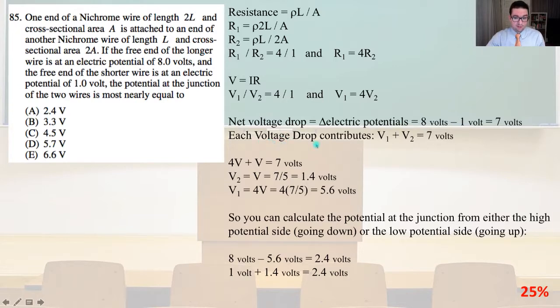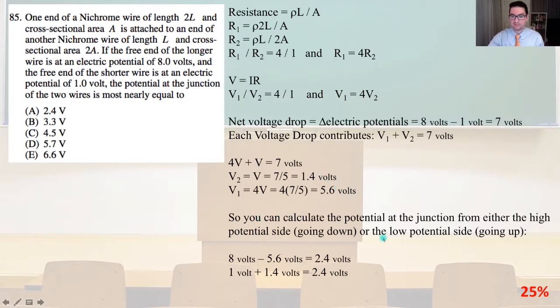So each voltage drop contributes to this, so V1 plus V2 equals 7 volts. So 4V plus V equals 7 volts. Remember V2 equaled V, which equals 7 over 5 equals 1.4 volts. V1 equals 4V equals 4 times 7 over 5 equals 5.6 volts. Add those two up together, you see they're 7 volts.